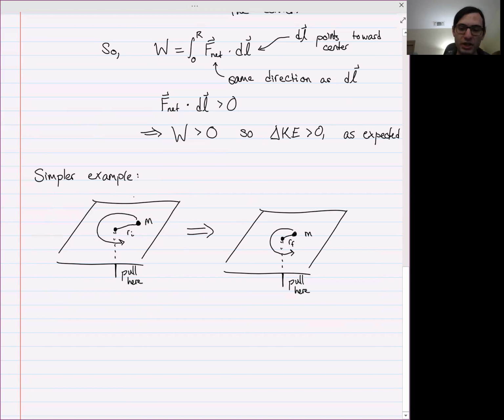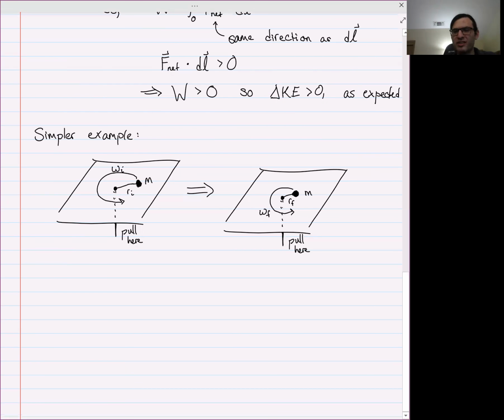Oh, and it has some initial angular velocity, some final angular velocity, whatever that may be. So the m is like a point mass tied to the end of the rope. And just imagine someone's pulling on the other end of the rope below the table or something.